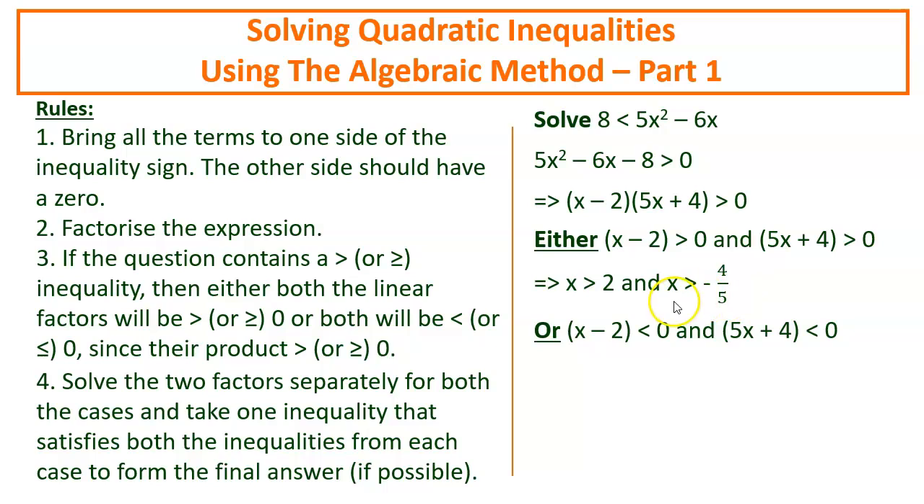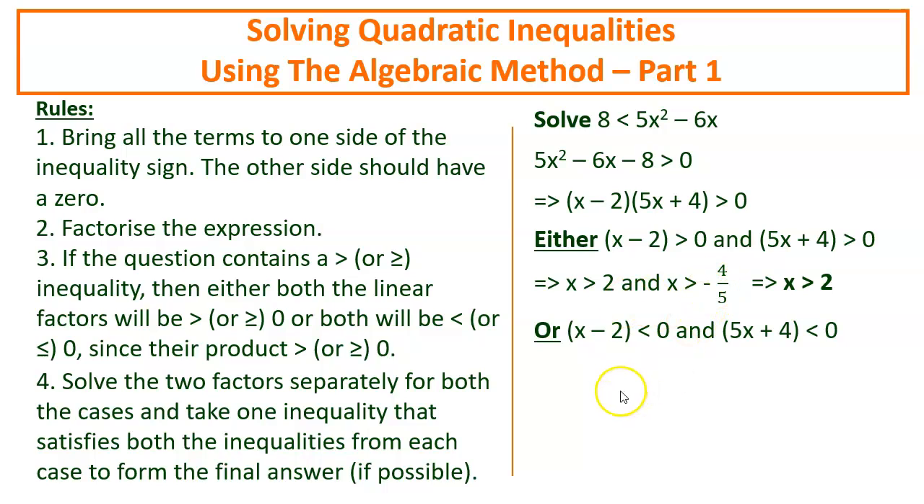So if we take the inequality x is greater than negative 4 over 5, we will have some values of x which will not satisfy the inequality x is greater than 2. But if we take x is greater than 2, suppose x is equal to 3, 3 is greater than 2 and 3 is also greater than negative 4 over 5. Any number which is greater than 2 will also be greater than negative 4 over 5. So we will be taking x is greater than 2 to represent both these inequalities.